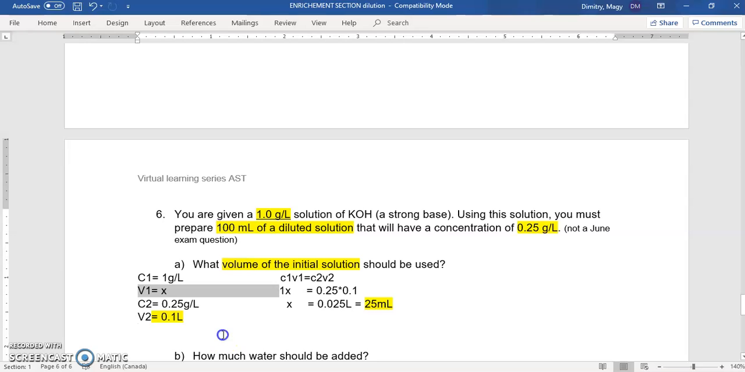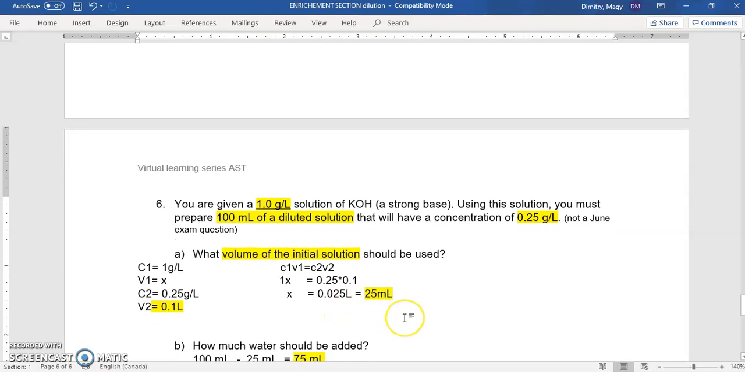As a matter of fact, I could have started with that, like I said previously. If it said what volume of the initial solution, I'm looking for V1. And the rest you solve for V1. So that 1x equals 0.25 times 0.1, and x is 0.025 liters, equal to 25 ml.